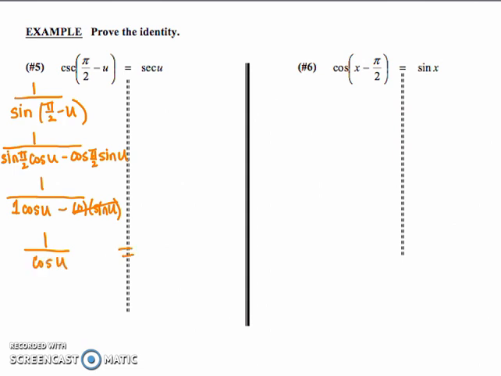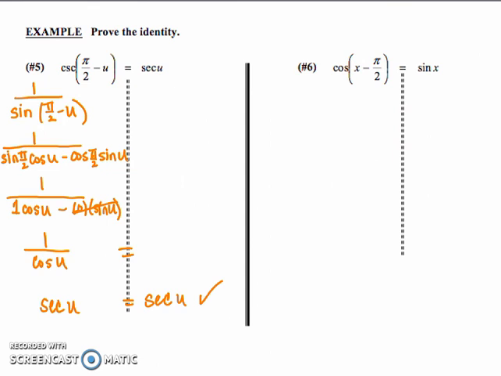And what was I supposed to prove? I was supposed to prove that this was equal to secant. Well, I hope we can all agree that 1 over cosine is equivalent to secant, because secant is the reciprocal of cosine. So I'm done. Secant u equals secant u.